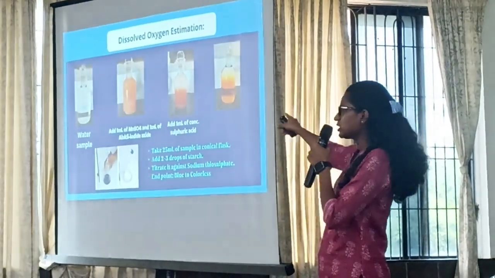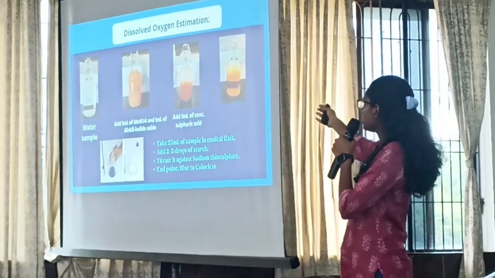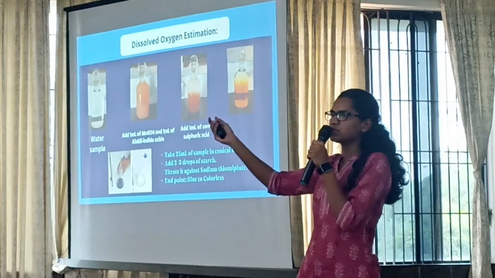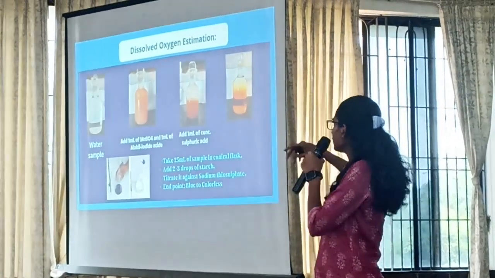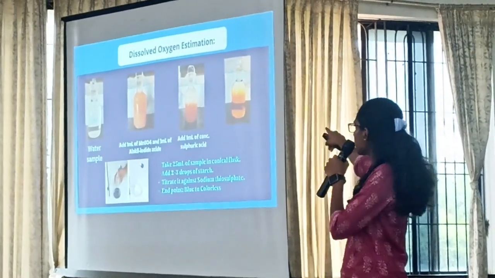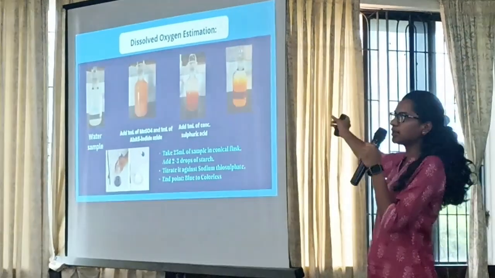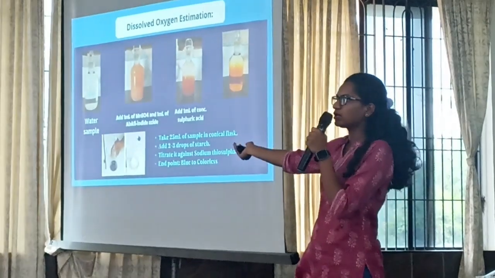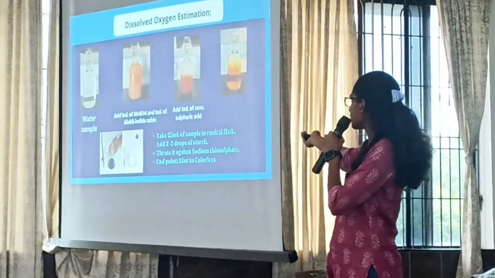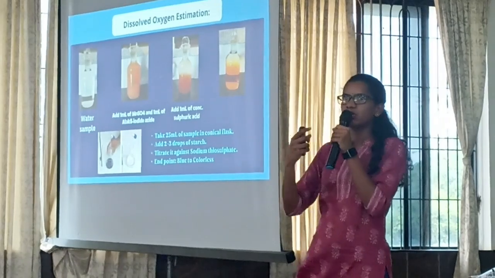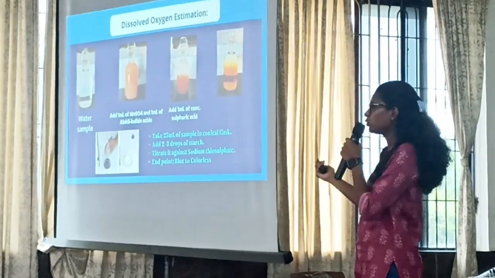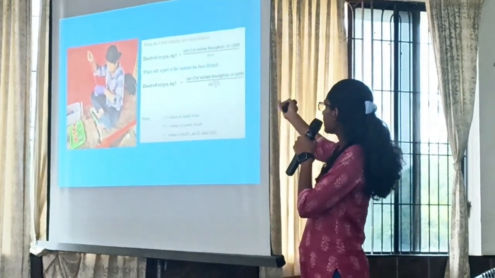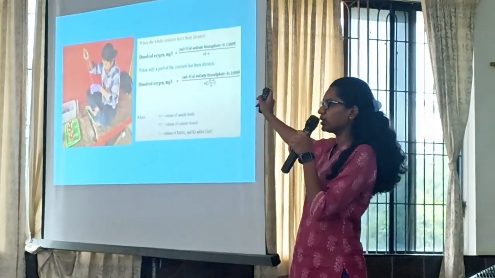Can you all see the third image? After the flocculant has completely settled down, you will add 1 ml of sulfuric acid to dissolve the flocculant. The fourth image shows that. From the sample in the BOD bottle, you will take 25 ml, add 2 to 3 drops of starch, and do the titration against sodium thiosulfate. Your end point will be from blue to colorless. You will note down your reading and put it in the formula that is shown here.